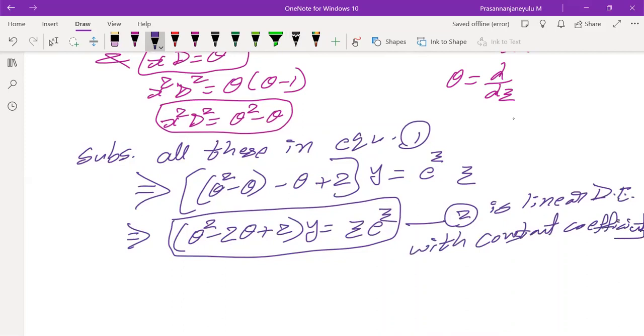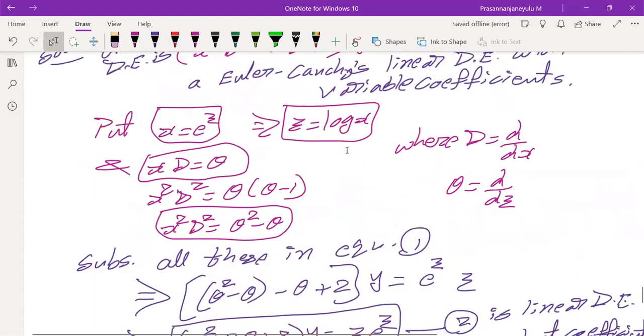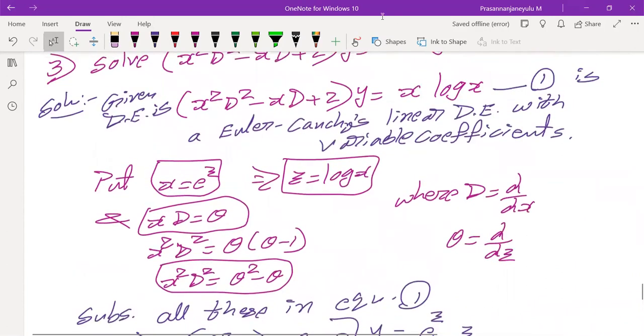Now, how to do this simplification? This is in the form f(θ)y equals Q(z), like f(θ)y equals Q(x), here in Q(z) form. So what is the general solution? y equals yc plus yp. Find the complementary solution, which will be in terms of the z variable, and also yp, which should also be in terms of z. Then after finding them, we replace z equals log x, and in the same manner e^z equals x. Then we get the general solution of equation number 1. This is the actual process.